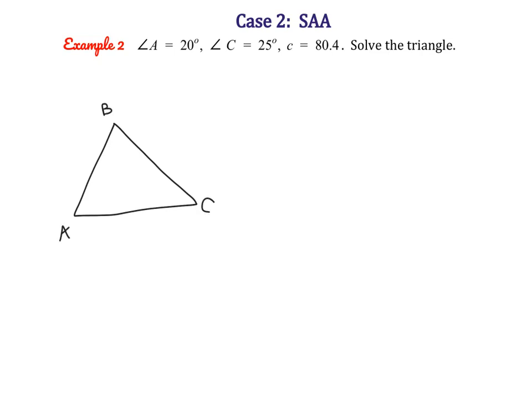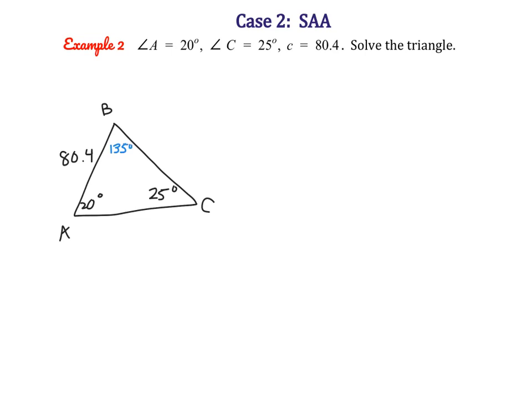So angle A is 20 degrees. Angle C is 25 degrees, and side c is 80.4. So here we're going to find the rest of the information in the triangle. The first thing we can find pretty easily is angle B, which should be 135.